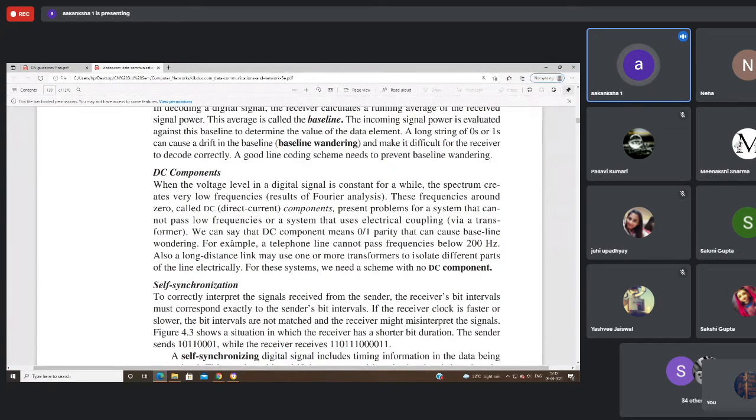Fine. A long distance link may use one or more transformers to isolate different parts of the line electrically. That could be another problem, because transformers also have some amplifiers in between. So if you are doing long distance communication, we will be using the electrical lines and the transformers also for long distance communication.